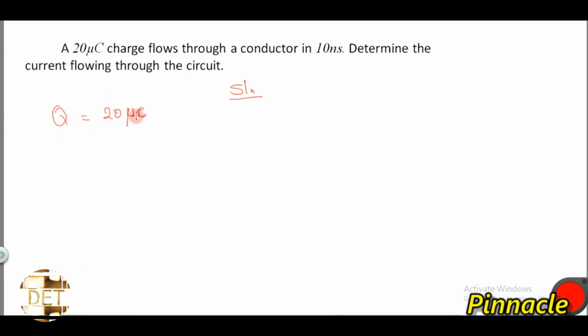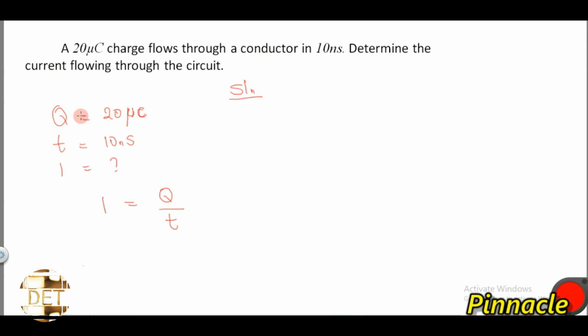So a 20 microcoulomb charge, so this is Q, the quantity of electricity, is equal to 20 microcoulomb, and it flows through a conductor in 10 nanoseconds. That tells you time. So the time T is equal to 10 nanoseconds. Determine the electric current I through the circuit. So what we're looking for is the electric current. The relationship between Q, T, and I is that I is equal to Q all over T. Current is equal to charge all over time.